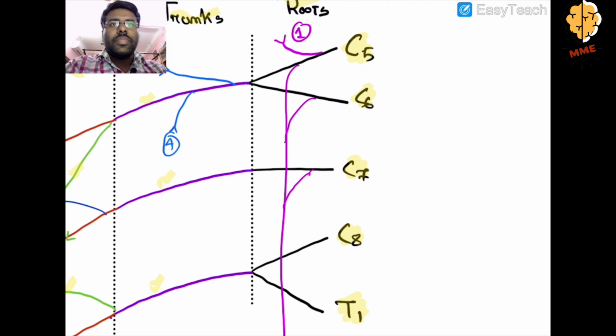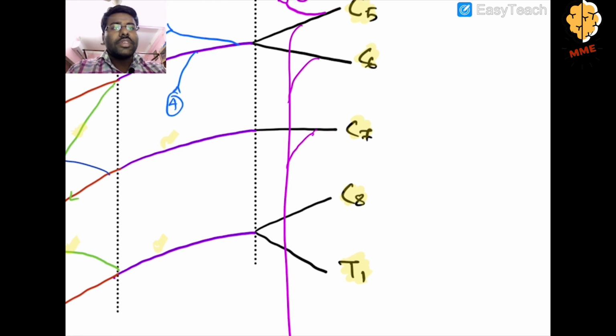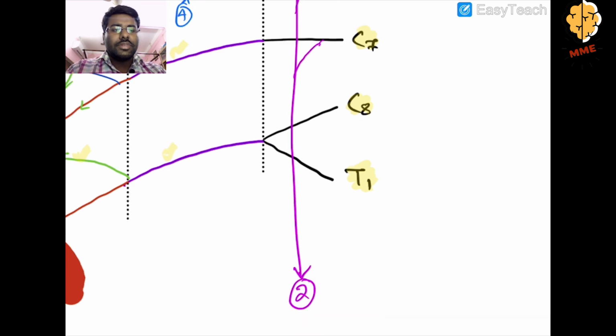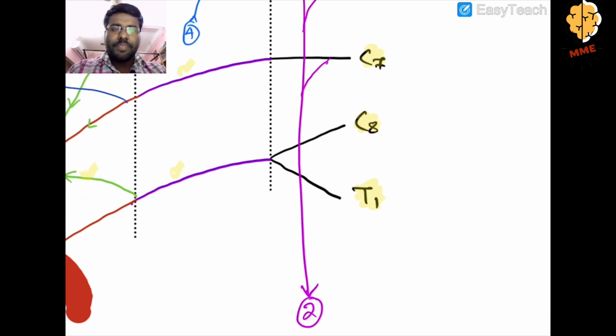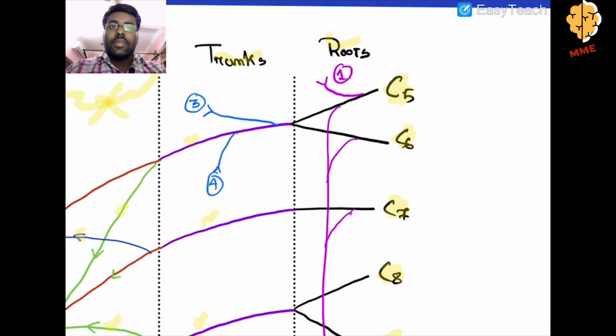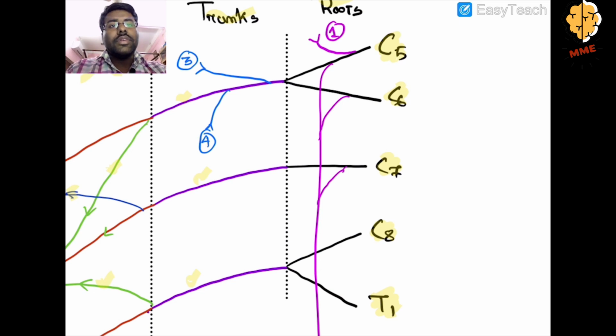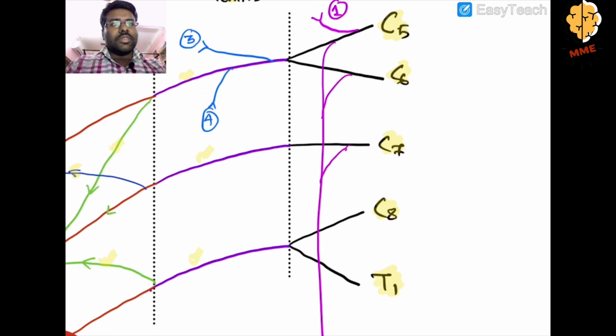First of all, there is a branch from C1 in the root region, and in the root region C5, C6 and C7 give a second branch. Coming to the trunk part, from the upper trunk, 3 and 4 are two branches given. Now I am discussing them.